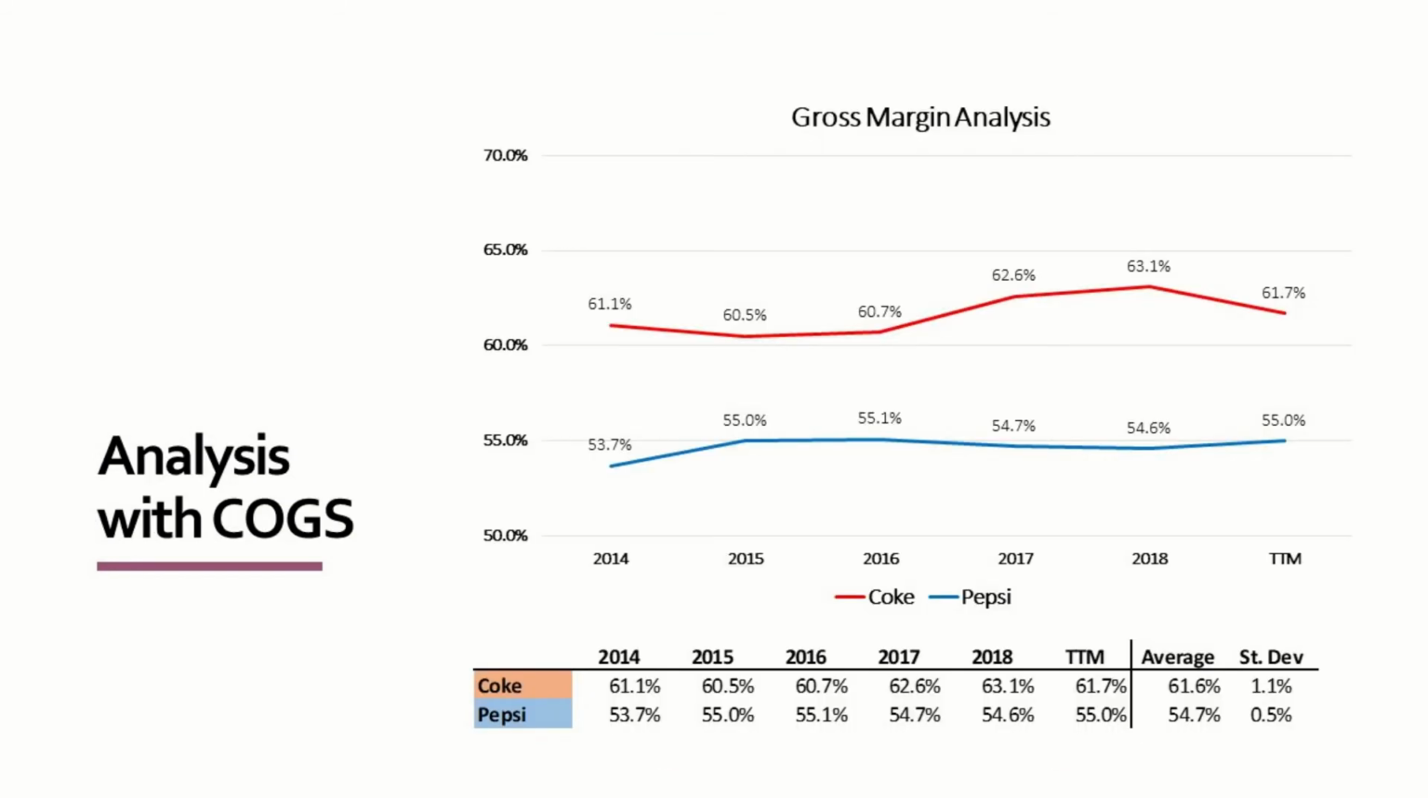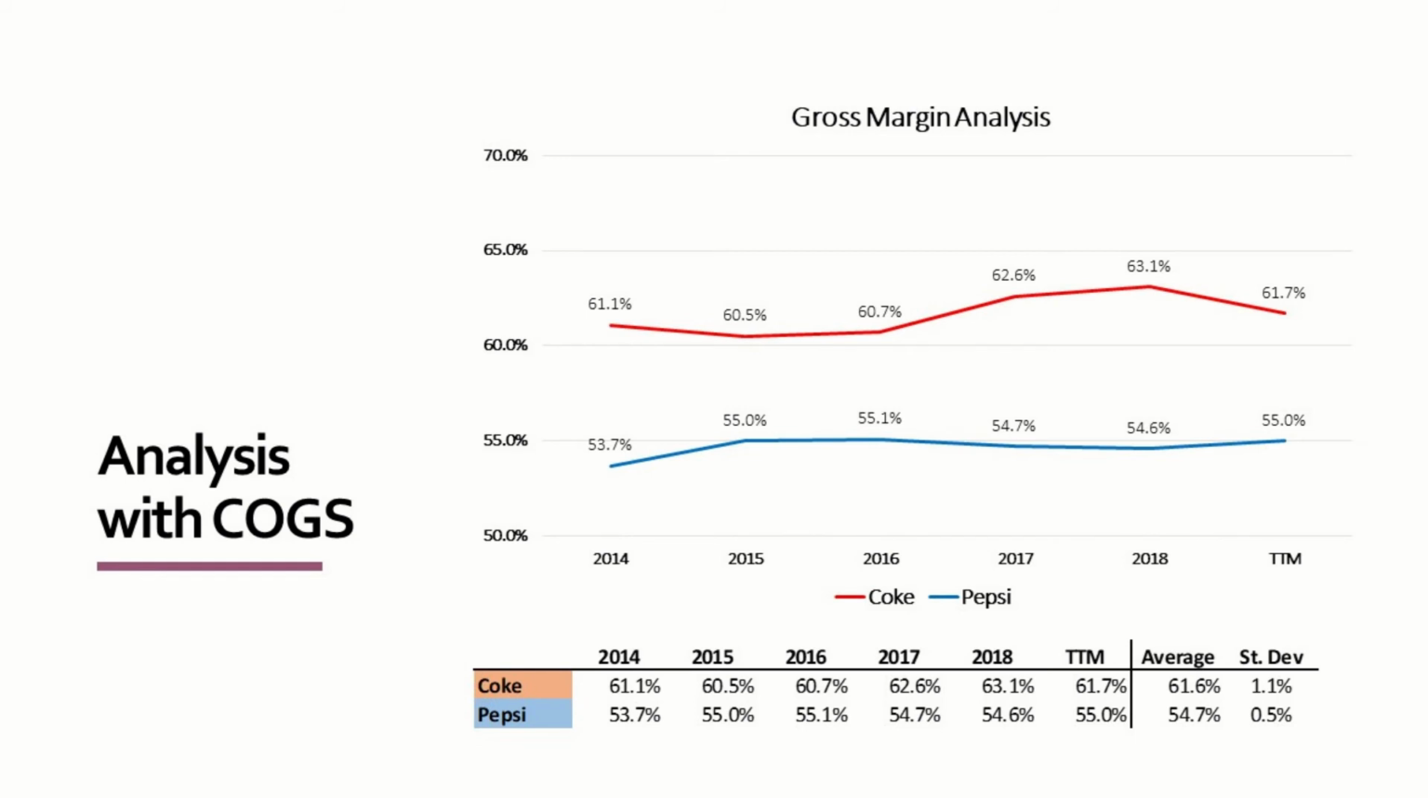Now let's move on to our practical example. As can be seen in the graphs on the slide, both Coke and Pepsi have great brands and bargaining power, as exemplified through their high gross margins, averaging 61.6% and 54.7% respectively over the past 5 years. Also notable is that the gross margin figure has a low standard deviation of 1.1% for Coke and 0.5% for Pepsi.